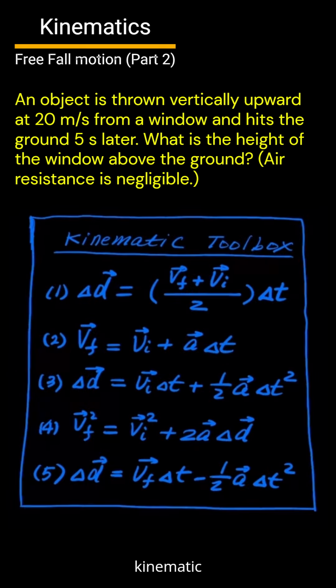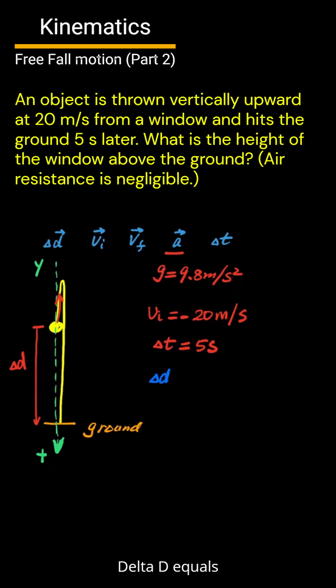Now let's bring out our kinematic toolbox and pick the right tool for the job. Let's check these kinematic equations. And this third one looks good to us, because it uses the initial velocity, delta t, the acceleration, and delta t again to solve for the displacement, delta d. Now let's copy it. Delta d equals the initial velocity multiplied by delta t, plus 1/2 times the acceleration, which in our case is the gravitational acceleration, g, times delta t squared.